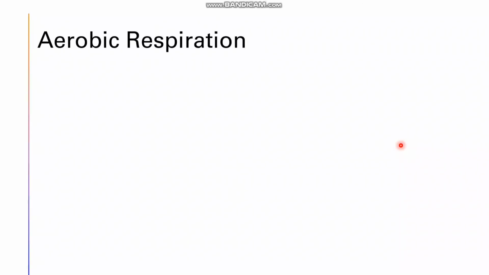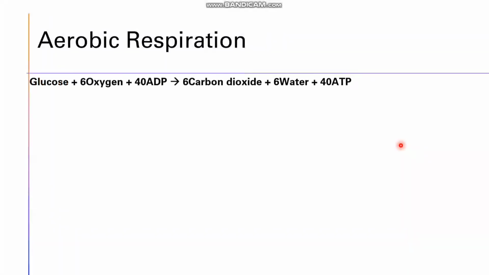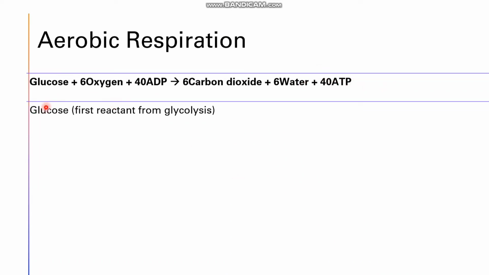So now let's look at the overall equation for aerobic respiration. So we have glucose plus 6 oxygen plus around 40 ADP equates to 6 carbon dioxides plus 6 waters plus 40 ATP. So let's think about where we get all of these from. So our glucose, our one glucose molecule, was our first reactant from glycolysis. So if you remember back to glycolysis, the first stage of aerobic respiration, our first input was one molecule of glucose.